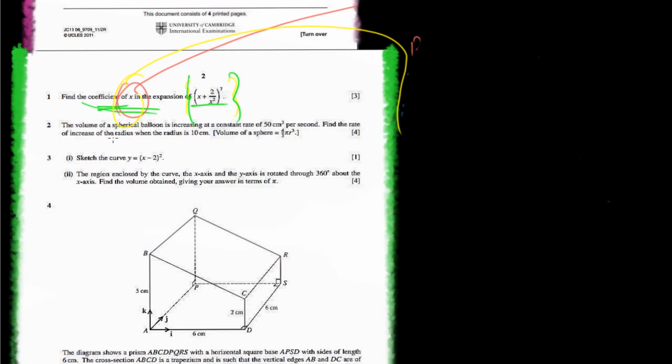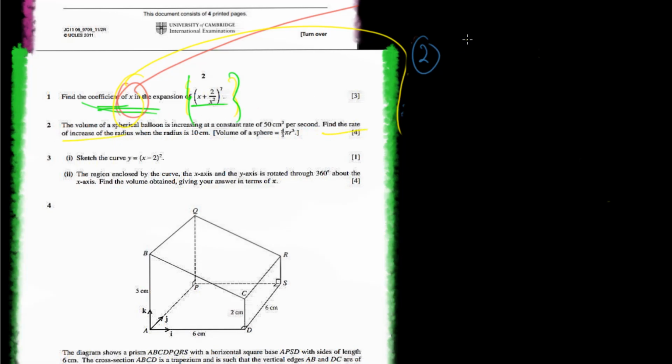Second question: the volume of a spherical balloon is increasing at a constant rate of 15 centimeter cube per second. Find the rate of increase of radius when radius is 10. This is a differential equation question. Whenever you get a differential equation question, the first thing to do, and this is crucial, is to write down what they want you to find, because you can get confused easily. In this question, they want us to find the rate of increase in the radius.